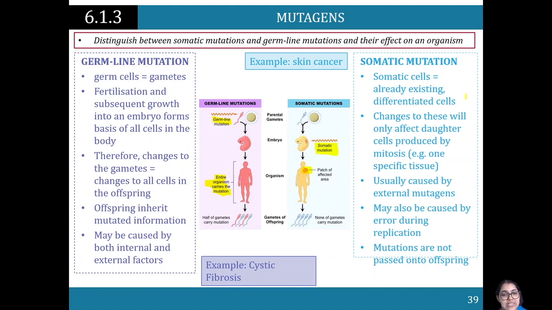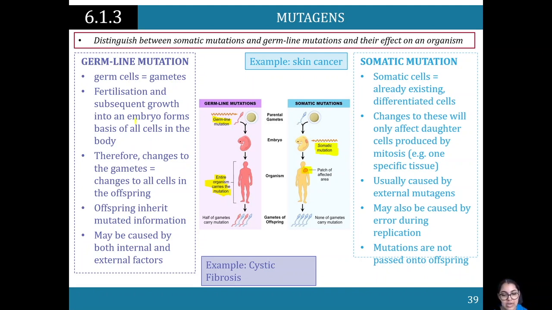Somatic cell mutations are when mutations affect your somatic cells, your already existing body cells, and so that means it's not going to affect the future generation. An example of that is skin cancer, where if an individual has skin cancer, it won't be passed on to their offspring, because it only affects that individual's somatic cells. But there could be genetic factors that mean the individual may be more susceptible to it, but that's different. They wouldn't have it just because the parent had it.